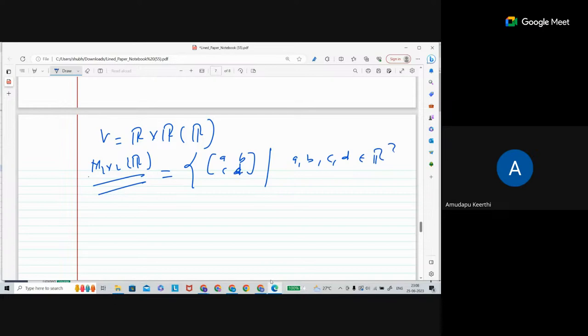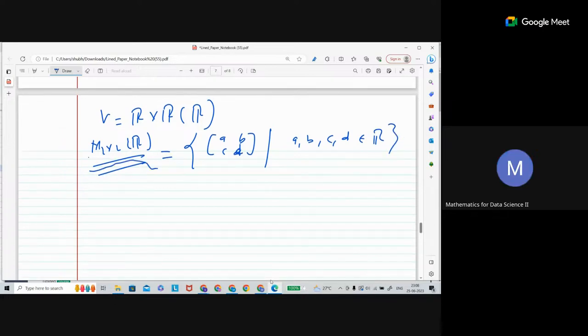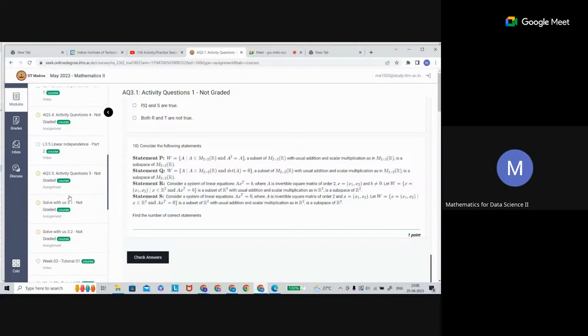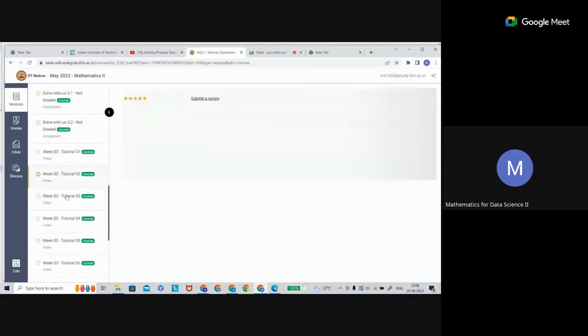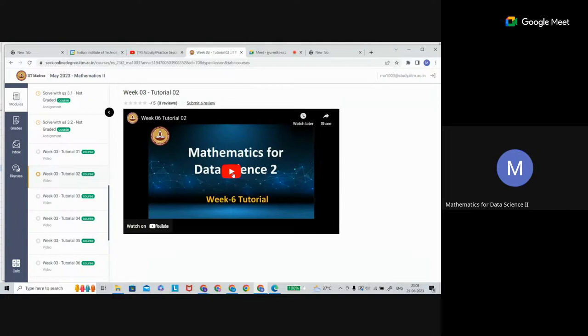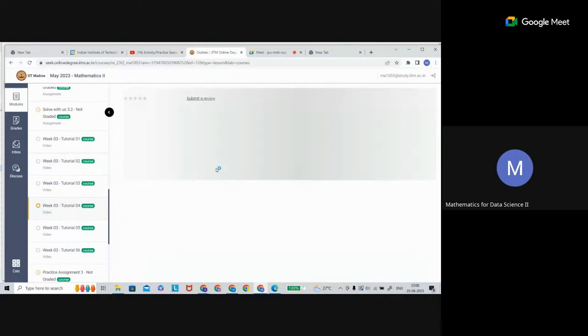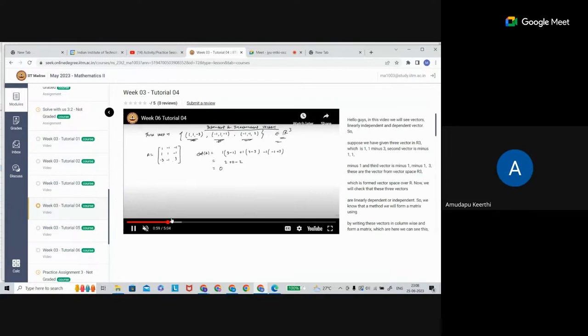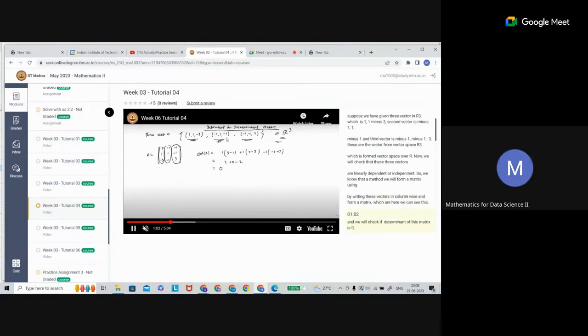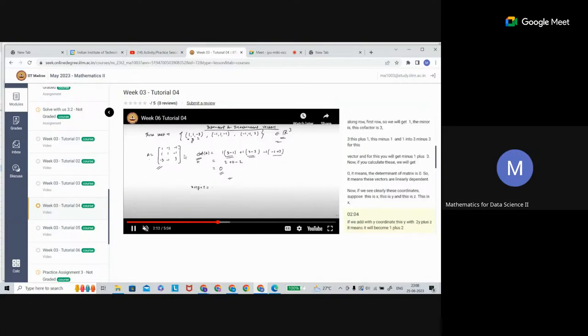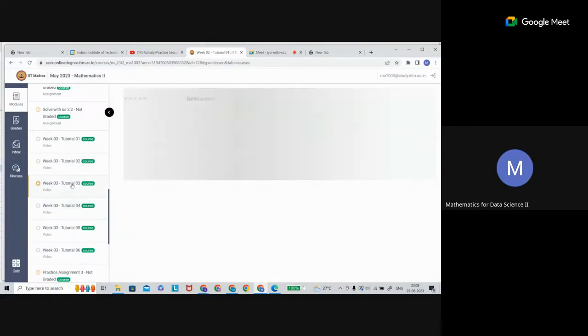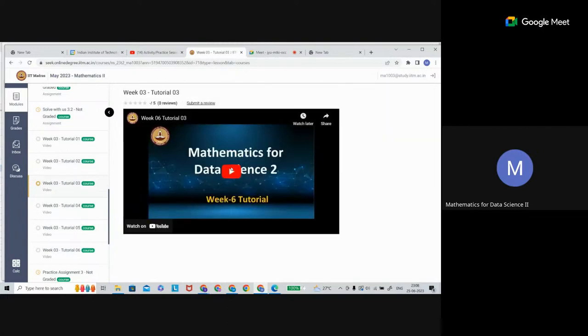Okay. And this is a set of matrices, right? If you see that, my suggestion is, please watch these tutorials. I did the same examples on subspaces of this set. I think in tutorial 4 or tutorial 3, please watch the tutorial. I did it on matrices. I checked independence and dependence also. I solved some problems there on matrices, how to check by finding the matrix also. I think in this tutorial 3, I have solved a problem on subspaces.